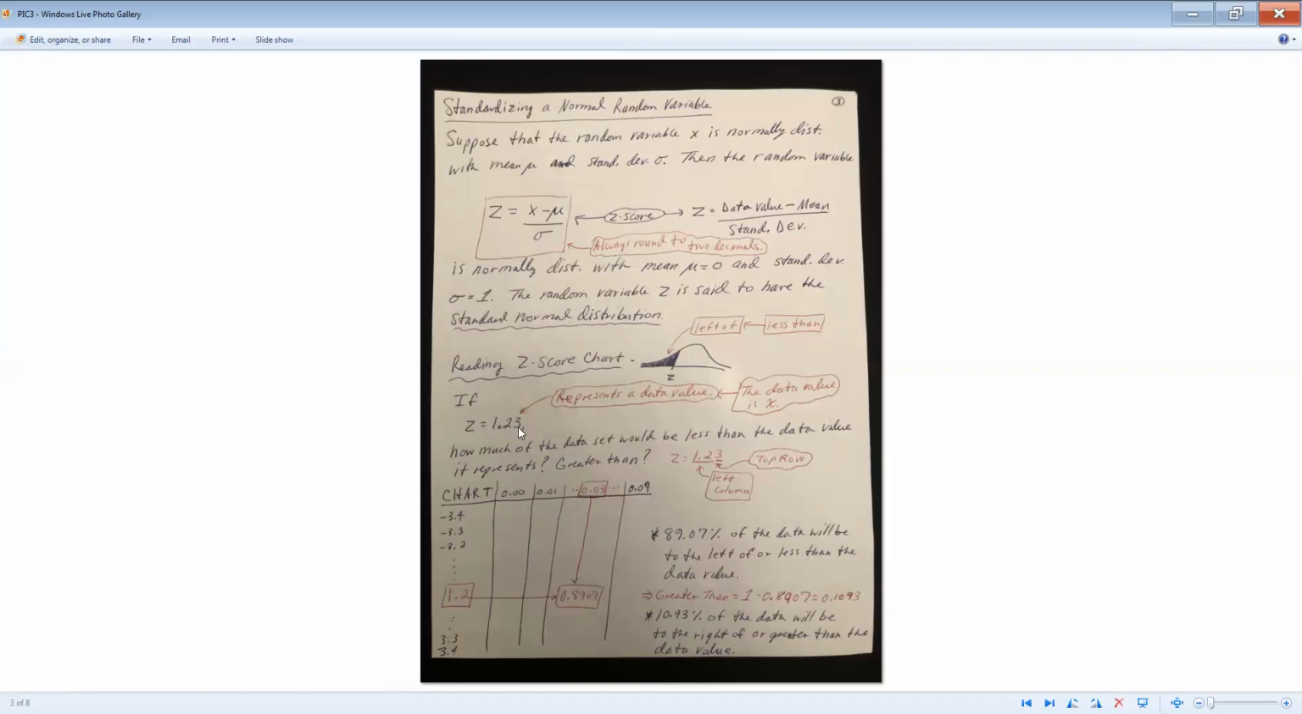So this 1.23 as a z-score is going to represent a data value. We'll see how we convert them in a second. And then the z-score chart that I'm referring to has this diagram in the top left corner. That means everything that it gives, or every value that it gives, is what's to the left of, or what's less than. So when I go to the z-score chart and I find my z-score chart value to be 0.8907, if I convert it to a percentage, that means 89.07% of the data will be to the left or less than that data value in question.